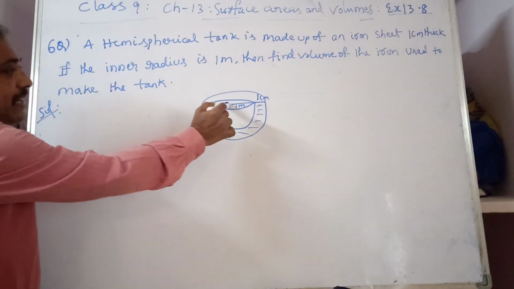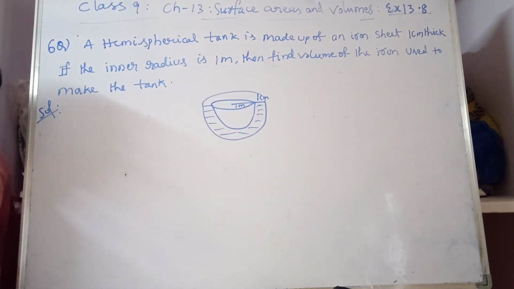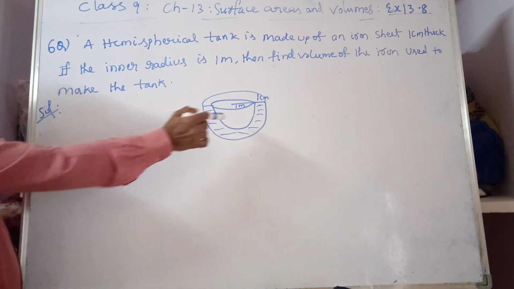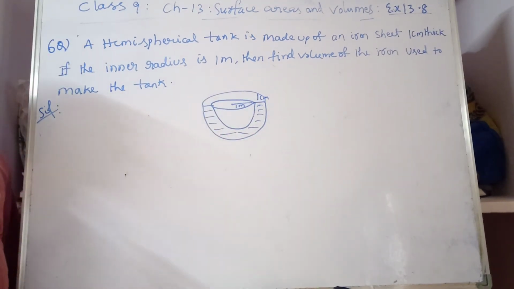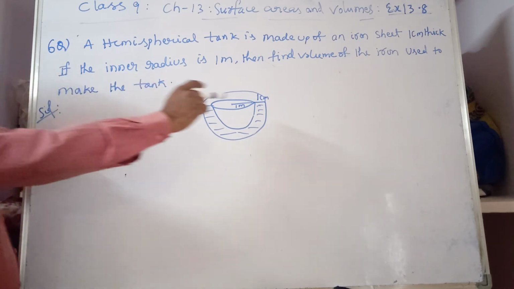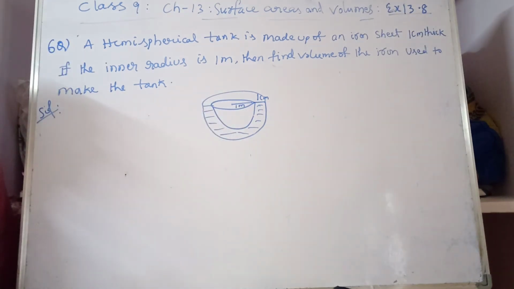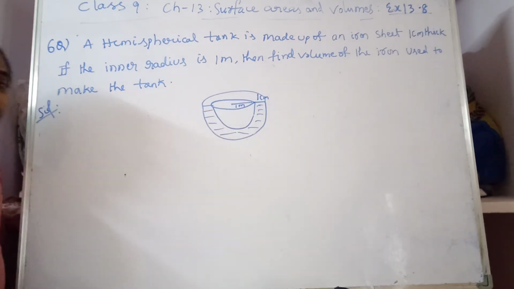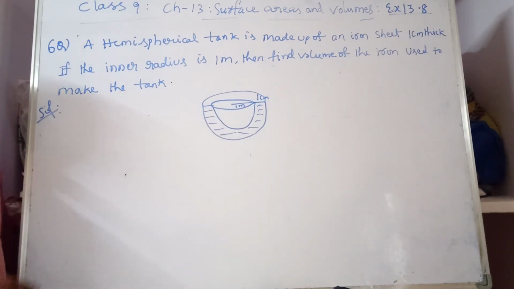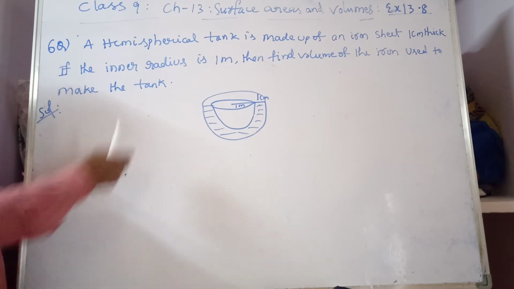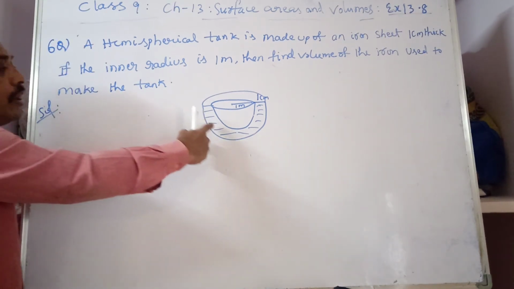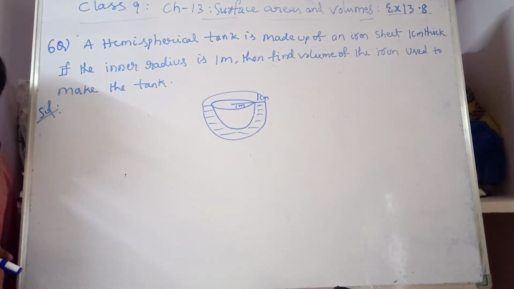We know the radius of the inner one. Then how to get the radius of the outer one? Yes, we have to add the thickness to the inner radius. You are right. Then definitely you get the radius of the outer hemisphere. After getting it, the volume of the outer hemispherical shape minus the volume of the inner hemispherical shape will give you the volume of the iron sheet.